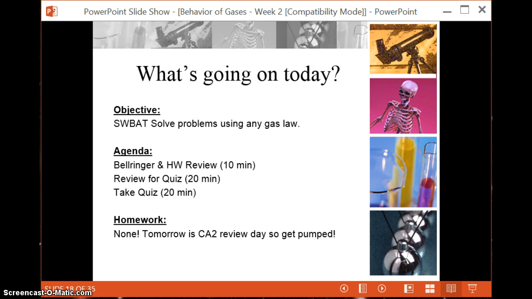On your tables, there should be answer keys. On those answer keys, you can check your homework. I'm going to go through question number 3 because it's kind of tricky. Today's goal is we're just going to go through our homework really quickly. You guys are going to review for a quiz, which you're going to take at the end of class, which is the last 20 minutes. No homework tonight. We are doing common assessment review tomorrow, so make sure to get prepared for that.